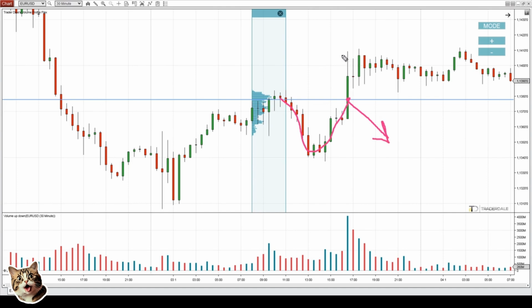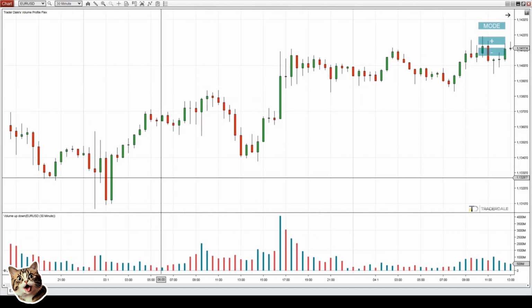Unfortunately, there was macro news. This was PMI news on the US dollar, so we are not trading during significant macro news, so there would be no trade. I'm pretty sure that there would be a reaction. The price would react to the level if there wasn't the news. It was a pretty nice level, pretty nice volume spike, but within the news anything can happen, so it's always best to avoid trading during the news.